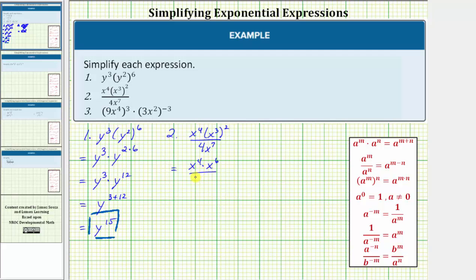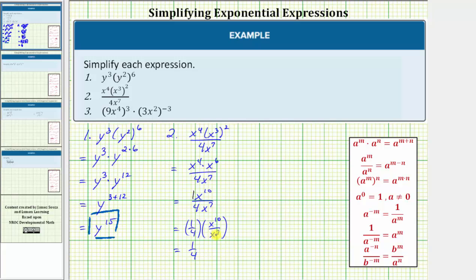The denominator stays 4x to the 7th. Still simplifying the numerator, x to the 4th times x to the 6th is equal to x raised to the power of 4 plus 6, which gives us x to the 10th. So we have x to the 10th divided by 4x to the 7th. Now from here, if it's helpful, the x to the 10th in the numerator has a coefficient of 1, and therefore we can think of this as 1/4, or 1 divided by 4, times x to the 10th divided by x to the 7th. Well, 1/4 doesn't simplify, so we have 1/4 times this quotient.